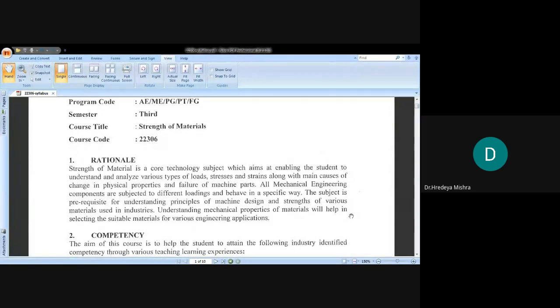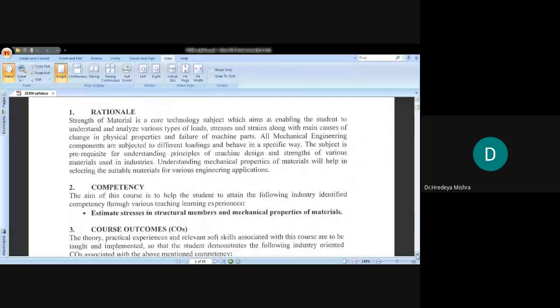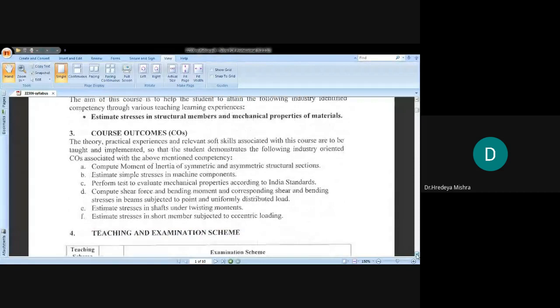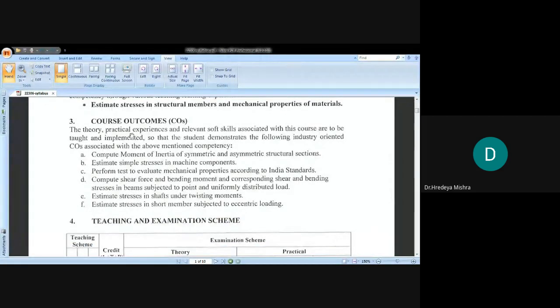Okay, now what is the competency? The aim of this course is to help the student attain the following industry identified competency through various teaching learning experiences. Now these are your six outcomes. First, compute moment of inertia for symmetric and asymmetric structure sections. Okay, so this belongs to the moment of inertia. When we go into detail, then we will start this.